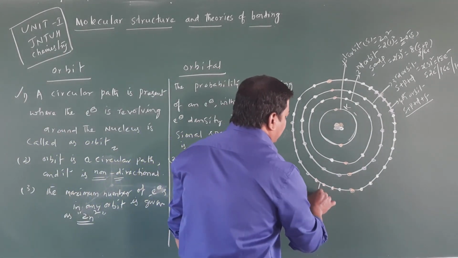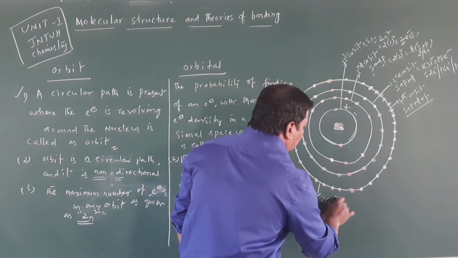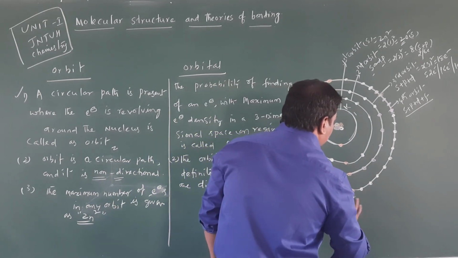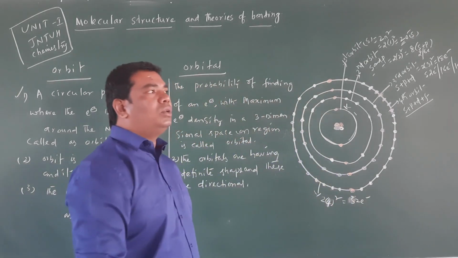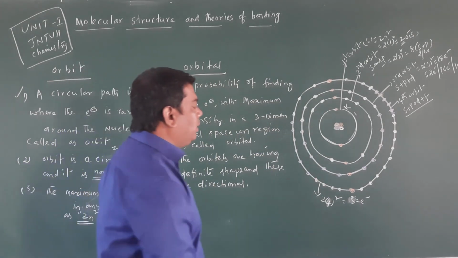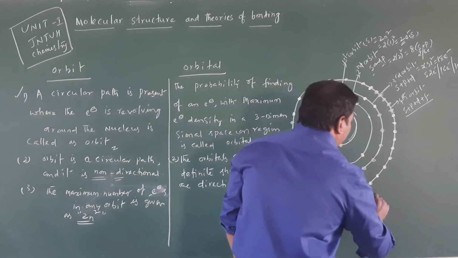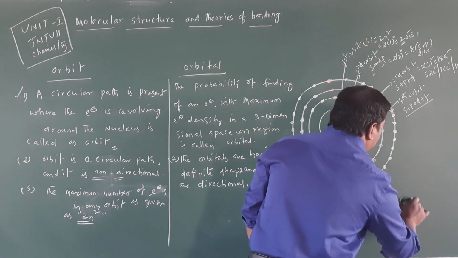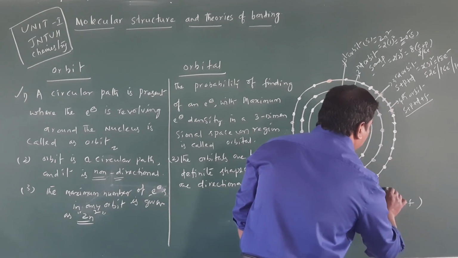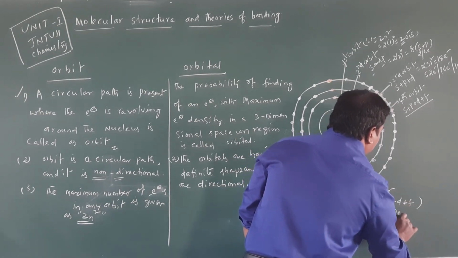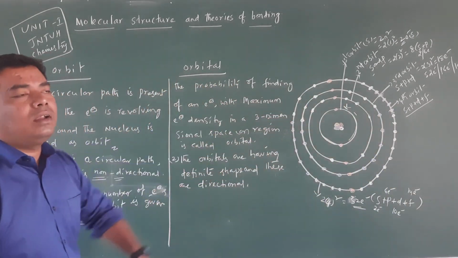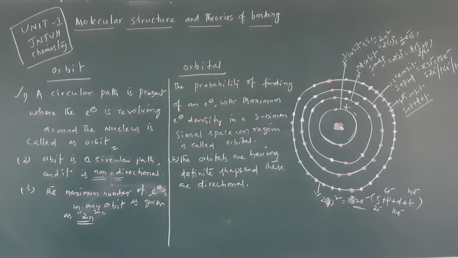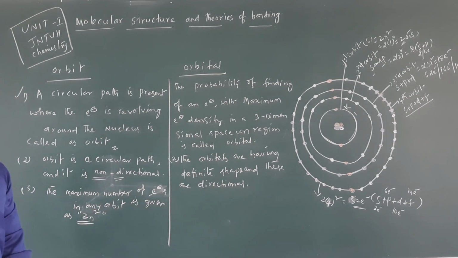The fourth orbit is 2 into 4 square, which is equal to 2 into 16, that is equal to 32 electrons. So s plus p plus d plus f is equal to 2 s electrons, 6 p electrons, 10 d electrons and 14 f electrons. So the total number of electrons, 32, are revolving in the fourth orbit. Okay. So the maximum number of electrons in any orbit is given by the 2n square formula.